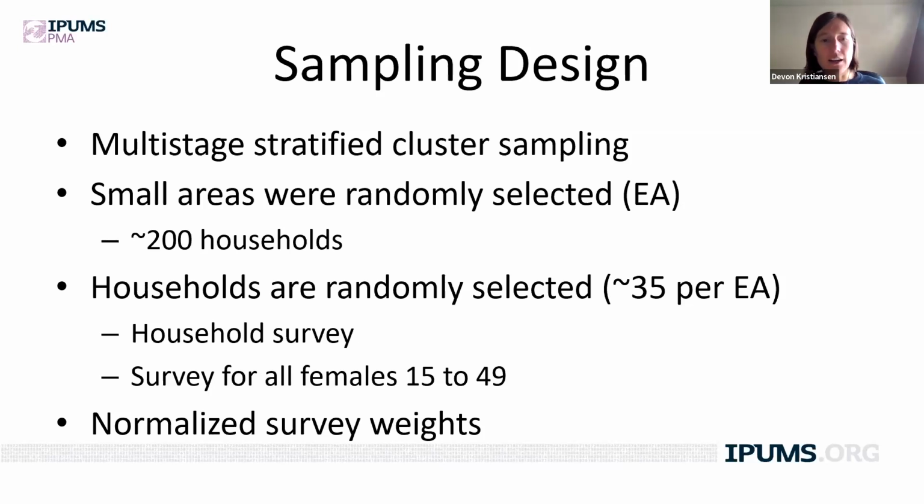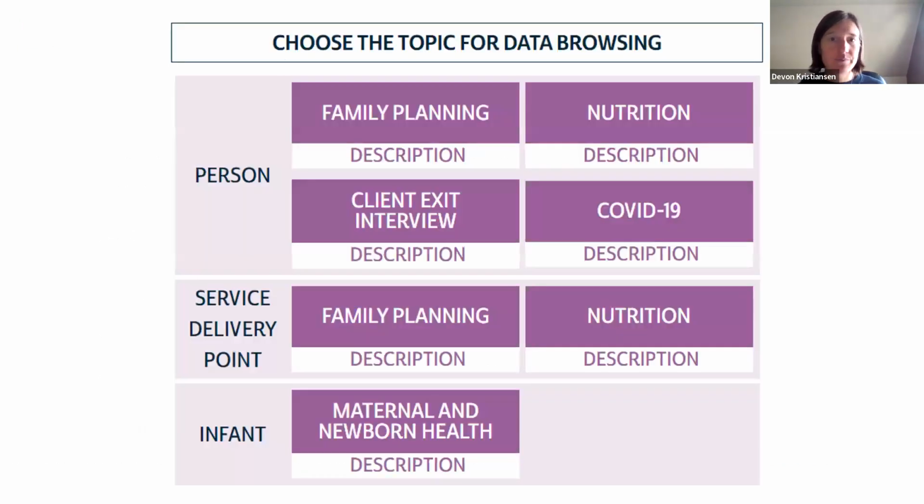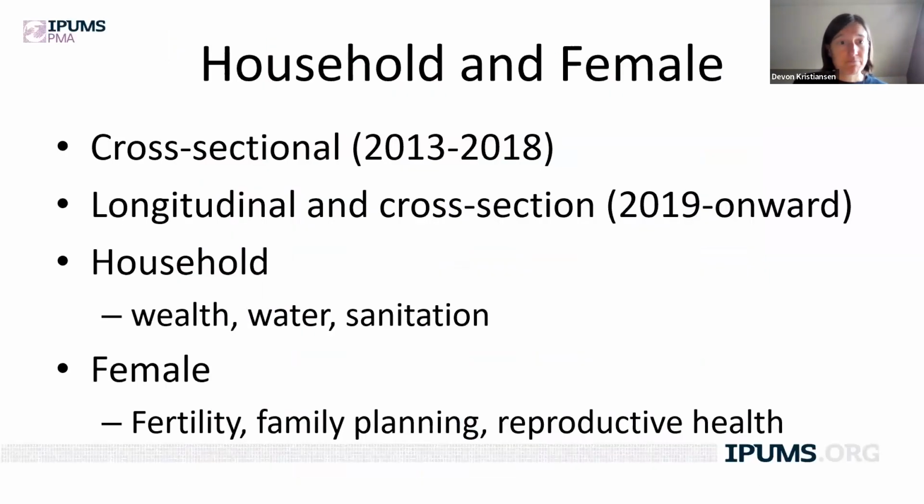Those households are given a household survey, which includes a roster. And then the same interviewer will come another day and follow up and do a survey of all females in the household ages 15 to 49. They also provide normalized survey weights with each sample. So just like IPUMS DHS and IPUMS Mix, you have a selection of units of analysis to choose from when you come to our website. And we integrate all the data available in IPUMS PMA. So the core is the household and female one.